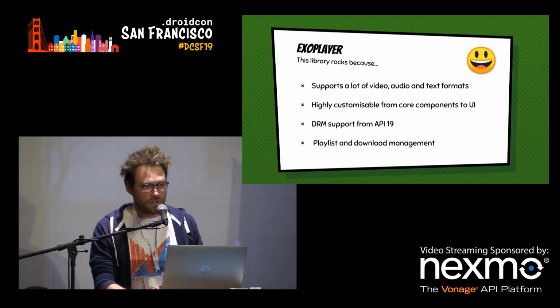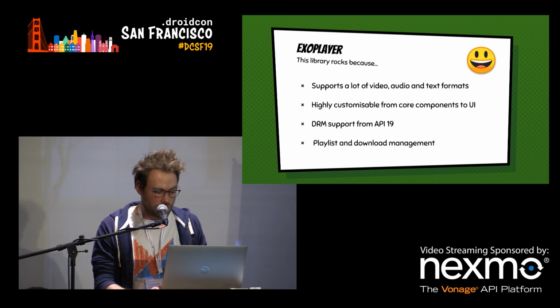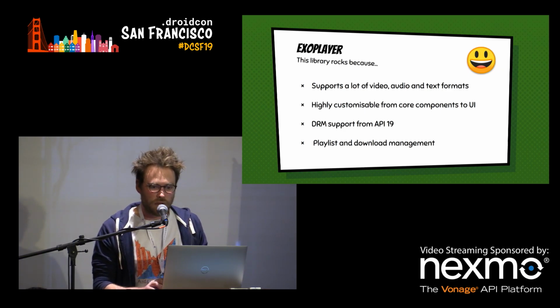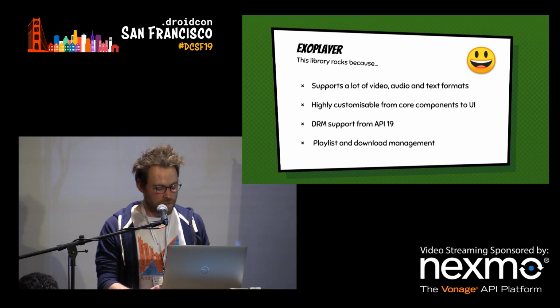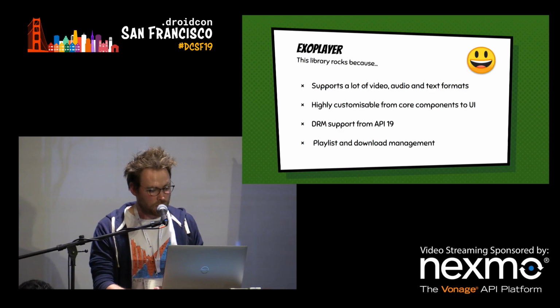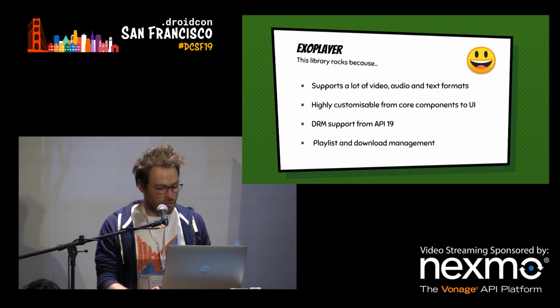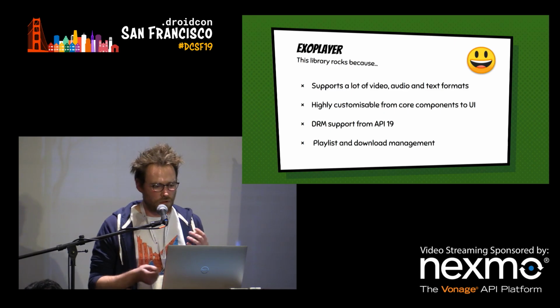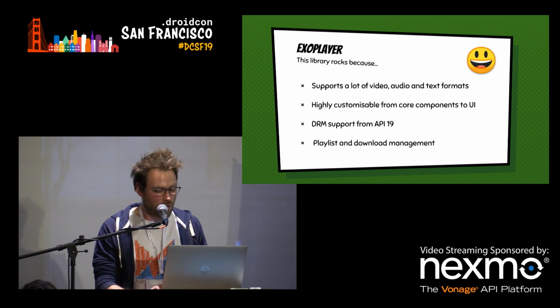And so why is ExoPlayer a cool guy? It's a cool guy because it supports a lot of video, audio, and text formats. It's highly customizable from the core components to the UI, as it's an open source project, so you can fork your own ExoPlayer library, build your own stuff with these components. You can use DRM support from API 19, so from KitKat. It's quite nice to have this backport to have a large set of devices in the market. And of course, there are some nice features with the media source. You can build a lot of custom playback with playlists or looping videos, or have some snapshots of your video. And you can also play it offline or online.